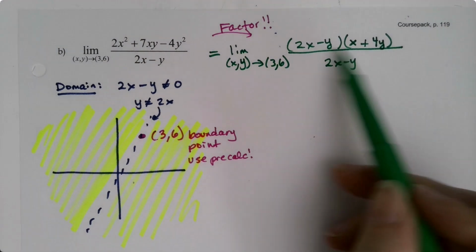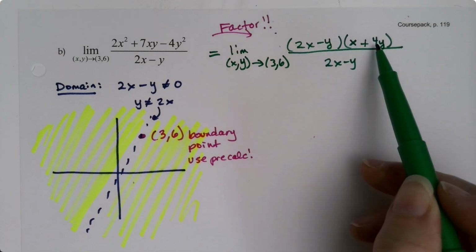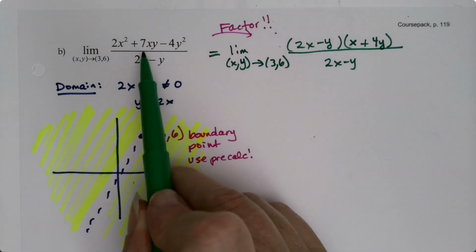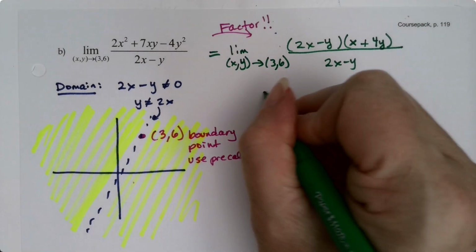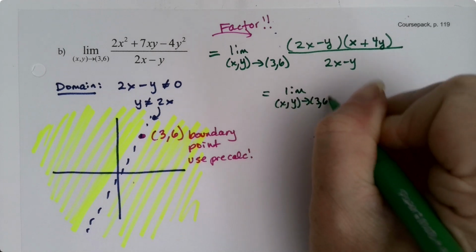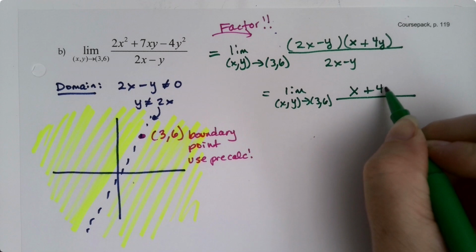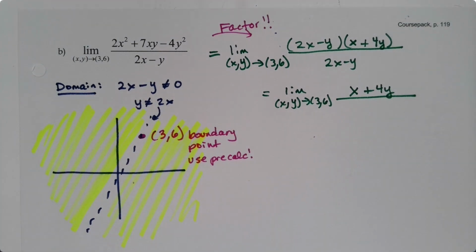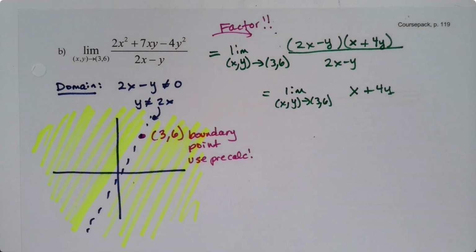Now we can double check with FOIL that this works. First would be 2x squared, outers would be 8xy, inners would be minus xy, which makes 7xy, and then minus 4y squared. So this works. Yay. All right, so then this is the limit as (x,y) goes to (3, 6) of, well, when these go away, it ends up just being x plus 4y. Right? There's no denominator anymore. So I didn't really need the division line, I suppose, because it ends up being over 1, if you will. Right? Because these two go away. They divide to 1.